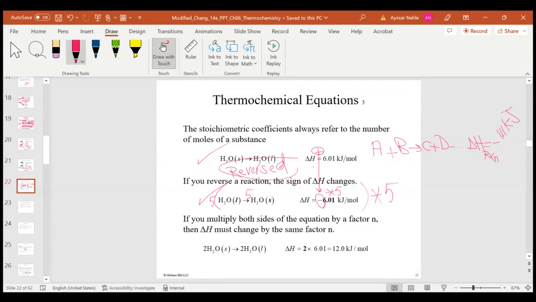When multiplying or dividing the equation by a certain coefficient, you have to do the same to delta H. So now we have two things in here. If I take this example, they multiplied by 2, then you have to multiply the delta H by 2. Again, if you multiply or divide, you have to do the same in there.